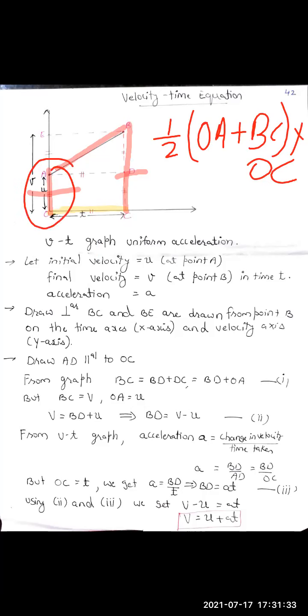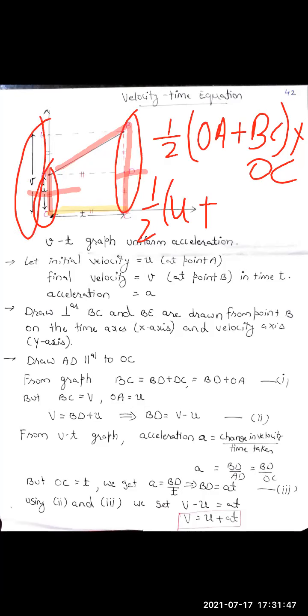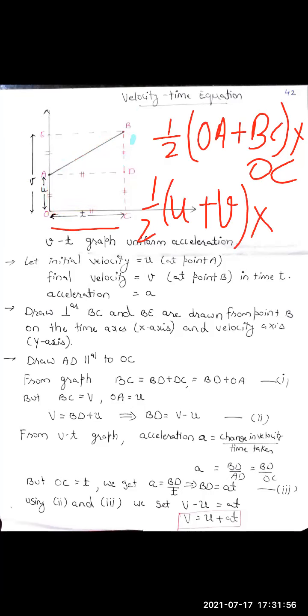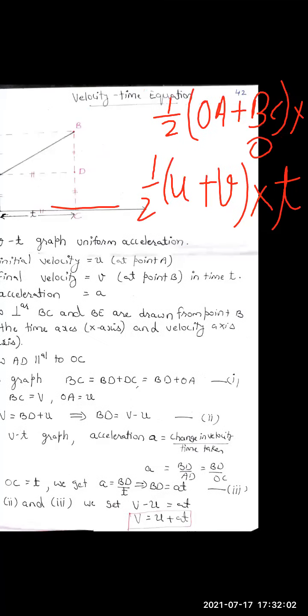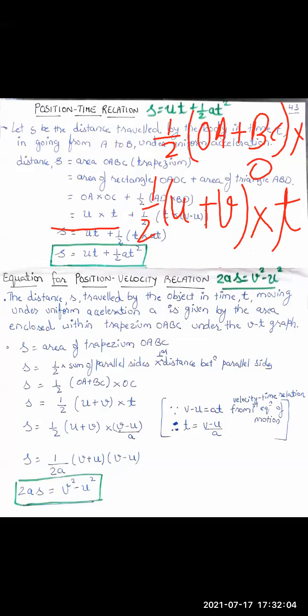Now, OA is how much? OA is U. So instead of OA, we will put U. BC, this entire BC, is equal to OE as it is a rectangle. So BC is V, into OC. OC value we can see from here. OC is T. So into T. Yes, children. So half U plus V into T, right?